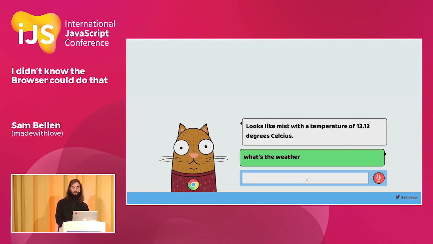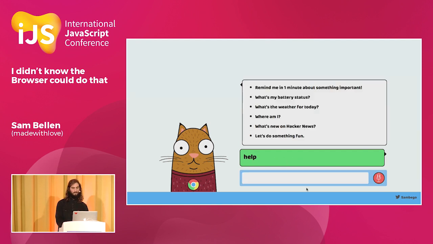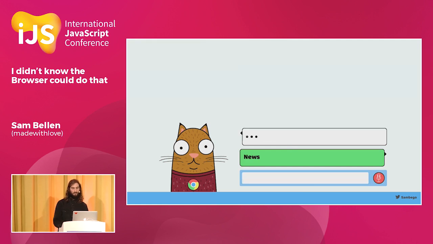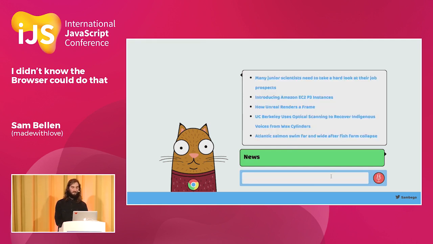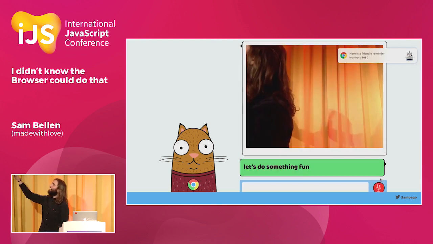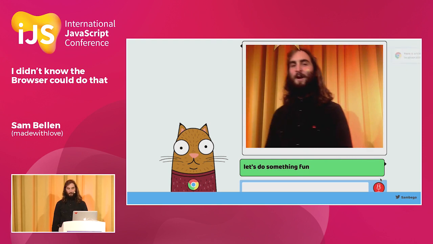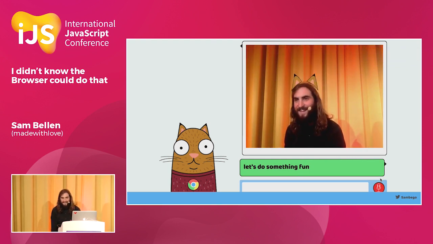You can also get, I forgot. These are the tricks I got up my sleeve. Something with news. Here is some fresh news just for you. You can ask the assistant for news, but we can do some more stuff like, let's do something fun. Oh, hey, look, there's the reminder from a minute ago, but we can also just do stuff like this.